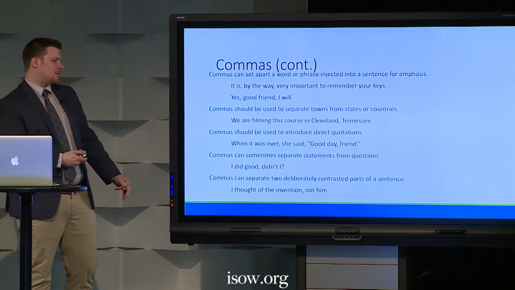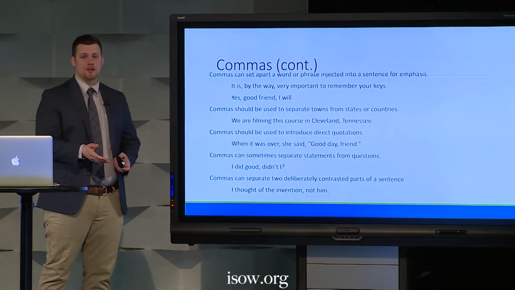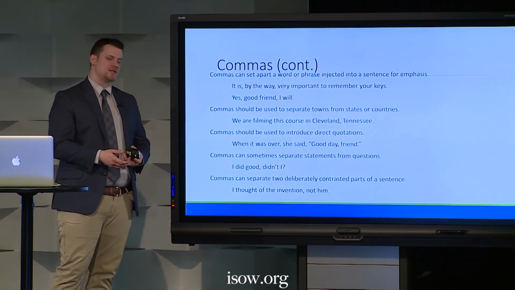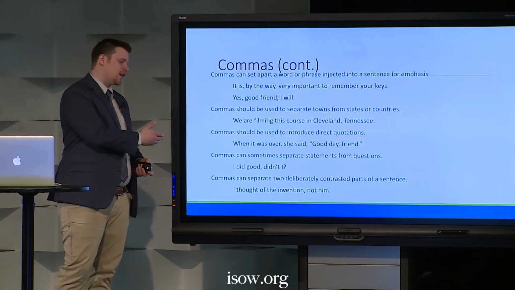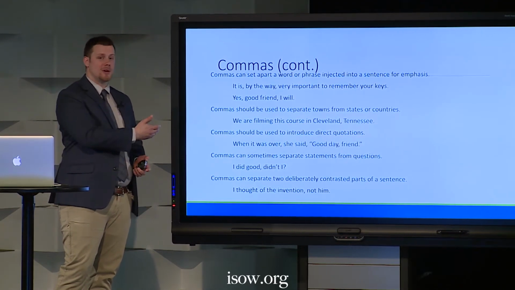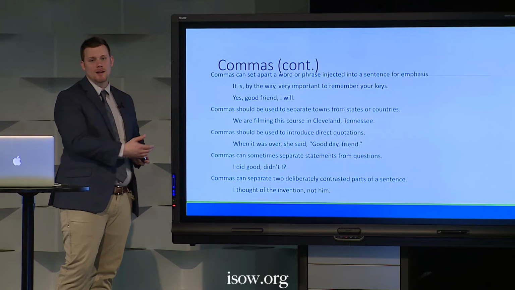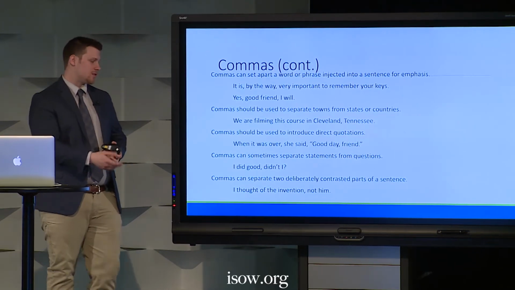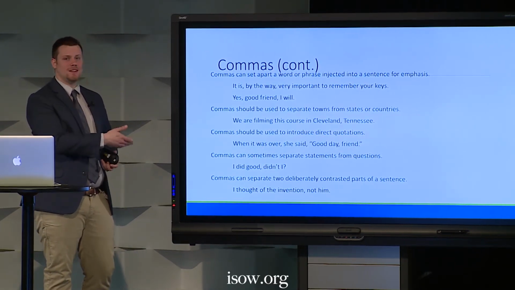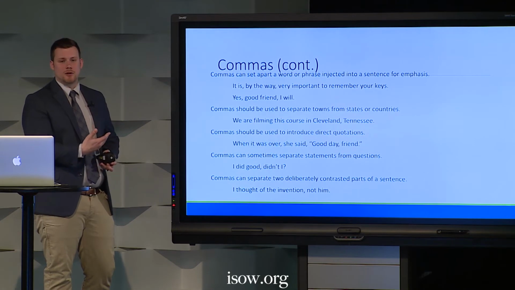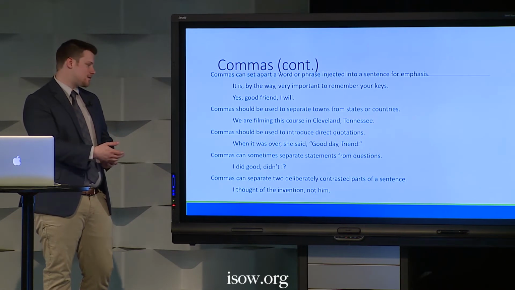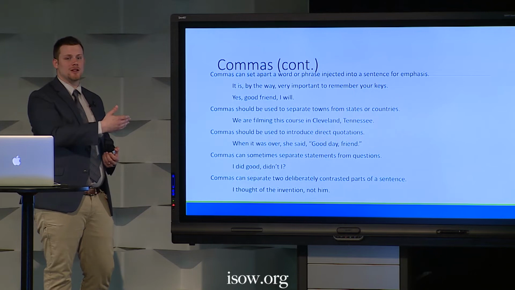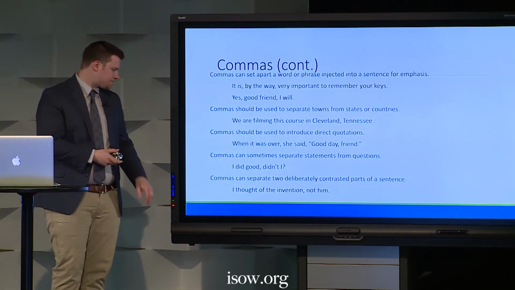So commas can sometimes separate statements from questions. So one whole sentence might have an independent clause that has a subject and a predicate, and it can also be made into a question. So I did good, didn't I? So this is asking if you did good. It's all one sentence, but there's I did good, comma, didn't I?